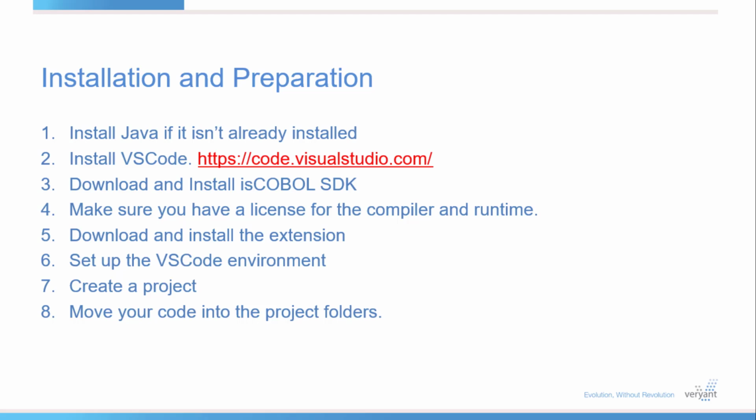Now, just like you would set up the workspace for your project in an IDE, you want to set up some options in VSCode. At a minimum, you'll make sure that the settings include the paths to your Java and to your isCOBOL SDK installations. VSCode works with projects, so you'll need to create a project structure to compile, run, and debug your programs. The default folders created are copy, list, output, and source. And then once you've created those folders, you just move your project files into the folders and you're ready to go. So let's do that.